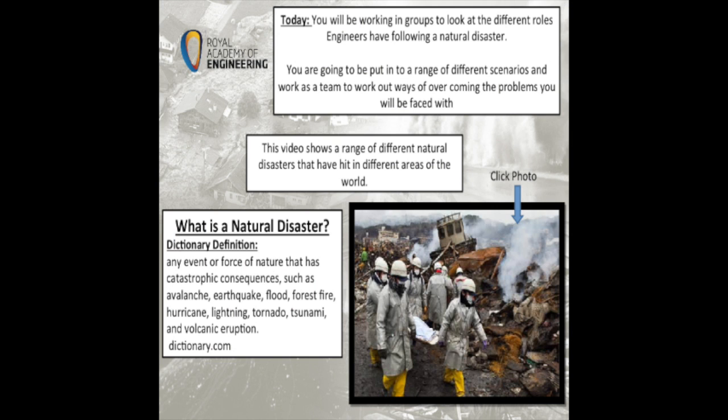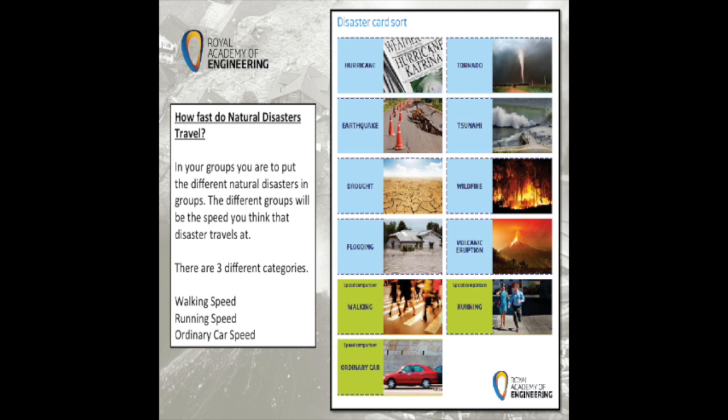The last part of your introduction is to have a look at how fast these natural disasters travel and happen. You need to make sure that you're in groups of 4 and you'll be able to complete the card sort that you should be getting on your tables now. There's a variation of different natural disasters and 3 different speeds that they could be travelling at: a normal walking speed, a running speed, and an ordinary car speed, approximately about 30 miles an hour.